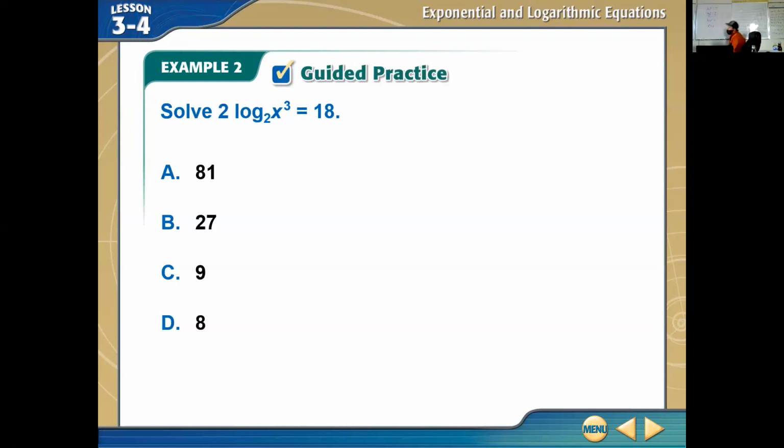Okay. This one's a little bit tougher. It's not too terrible though, but we're solving log base 2 of x cubed is equal to 18. And we're solving for x. So I'm going to use the power property, which would give me 6 out front here. And then I'm going to divide by 6 to get log base 2 of x is equal to 3. 2 to the third power is equal to 8. So x has to be equal to 8.